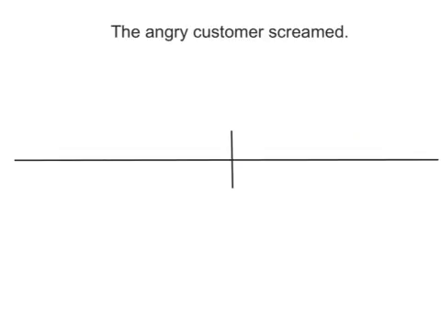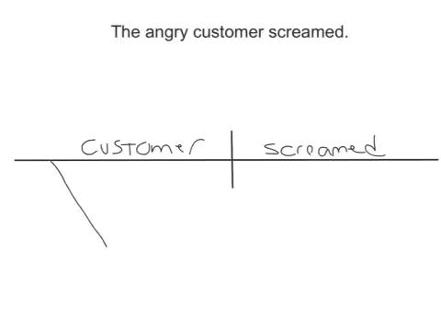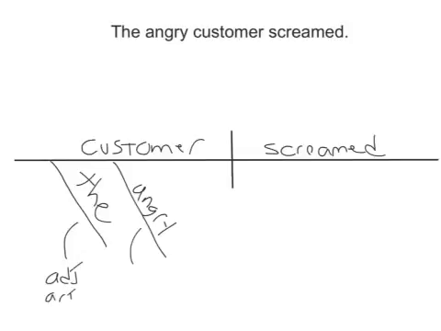Okay, so for this one, we have the angry customer screamed. So we ask ourselves, what is this sentence about? It's about the customer. What did the customer do? Screamed. Okay, what do we know about this customer? It is the customer. We also know that the customer is angry. So this is an adjective or an article. Angry is an adjective.